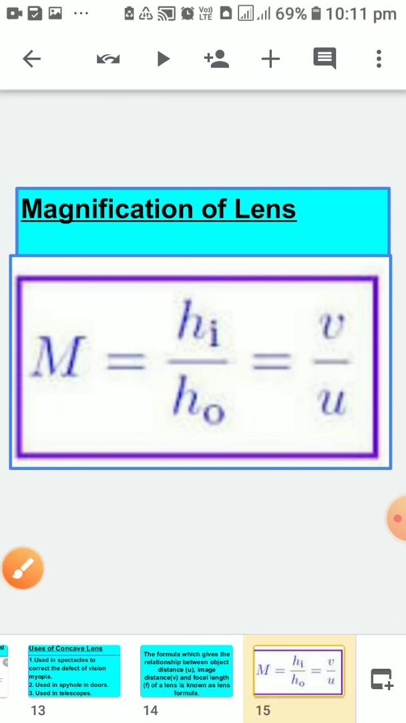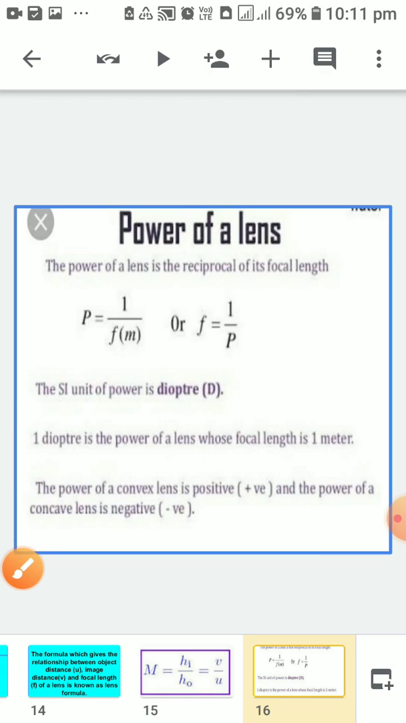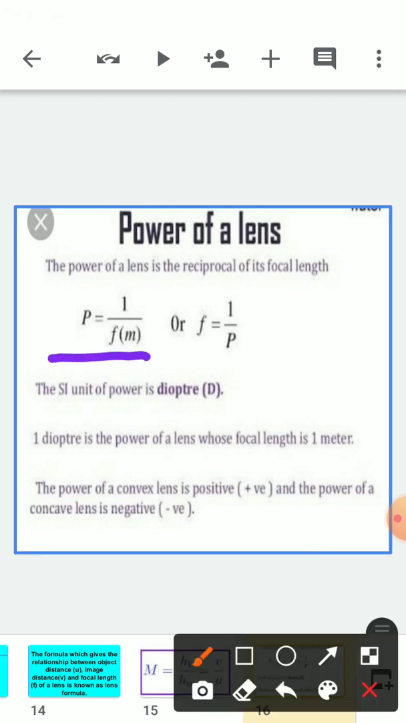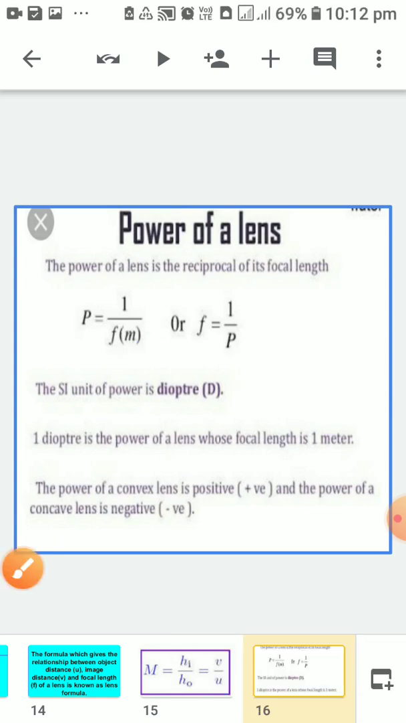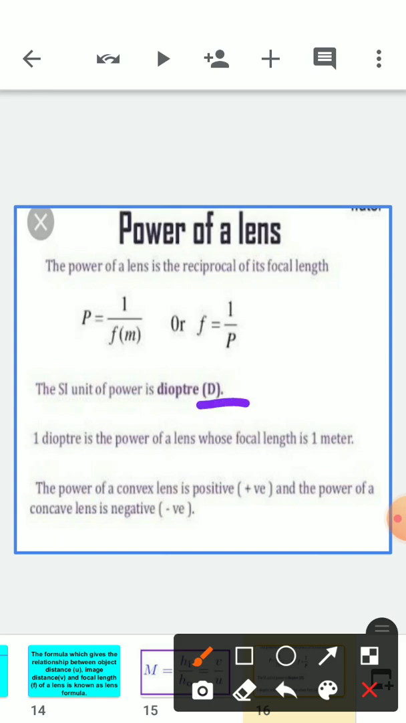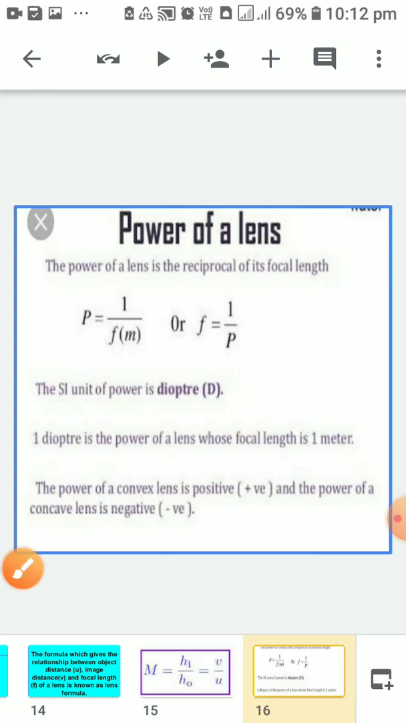Now we are having another topic, that is power of a lens. The power of a lens is the reciprocal of its focal length. So if we want to write down the formula for power, that is P is equals to 1 upon f, where f will be in meters. Or we can write in other way also, that f is equals to 1 upon P. The unit of power is diopter, which is written as capital D in shortcut. And 1 diopter is the power of lens whose focal length is 1 meter. The power of convex lens is always positive and the power of concave lens is always negative.